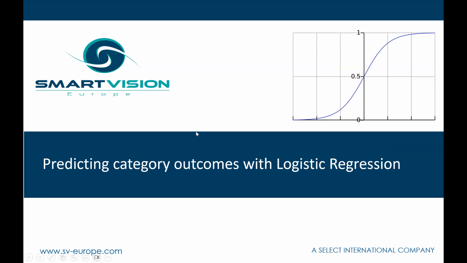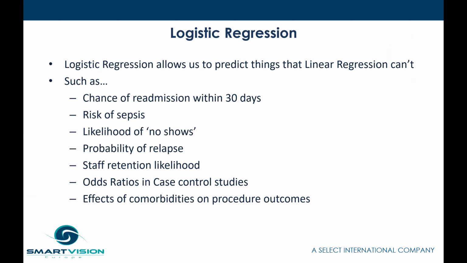This leads us to the next examples we've come up to the end here in the last 15 minutes, which is having established what linear regression looks like, how does logistic regression vary from this? So logistic regression allows us to predict things that linear regression can't, such as chance of readmission within 30 days, the risk of sepsis, the likelihood of no-shows to a clinic, the probability of a relapse, staff retention likelihood, or it creates these odds ratios.